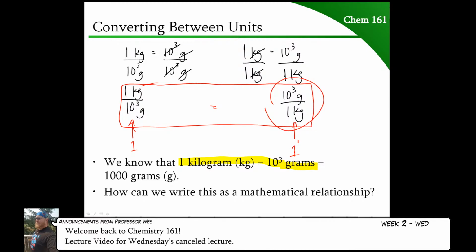I end up getting the same value. 5 kilograms and 5,000 grams are the same, but the units change. And so we can get different information about something by doing this.